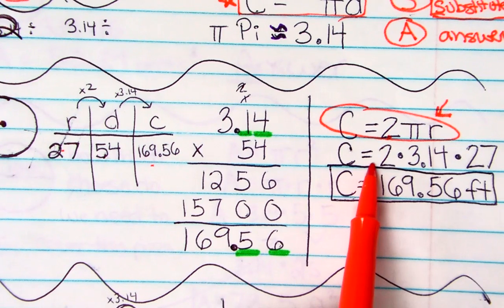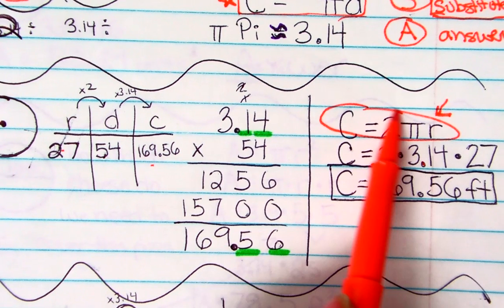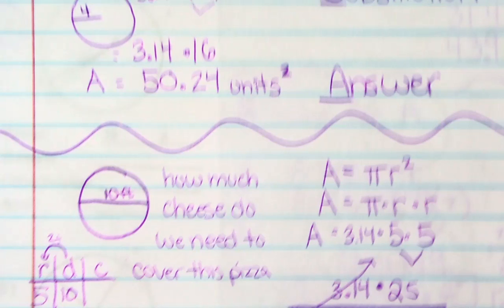Now think about it. This is your chart. To find the circumference from the radius, we multiplied by 2. We multiplied by pi. In our equation, to find the circumference, when we were given the radius, which is 27, we multiplied by 2, and we multiplied by pi.